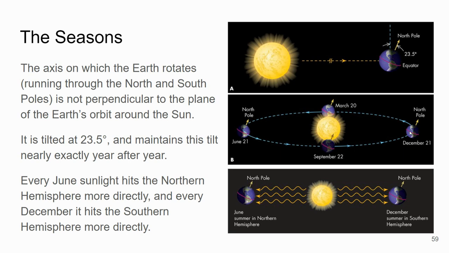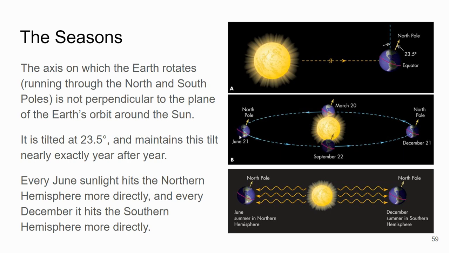And the thing about this tilt is that the Earth maintains this same angle, off in this direction up to the upper right, throughout the entire year, and it maintains it almost perfectly. So three months later, here we are in March, and we're still pointed off in the same direction, up to the upper right.